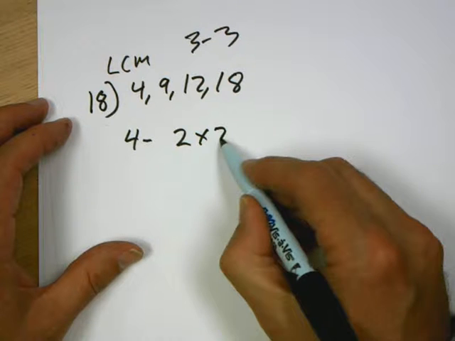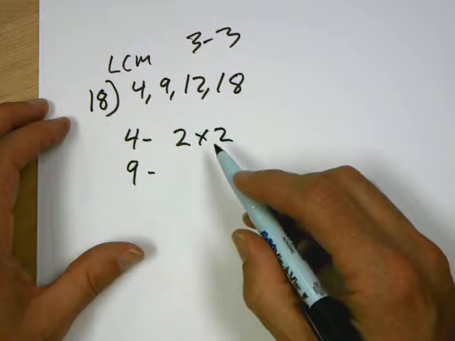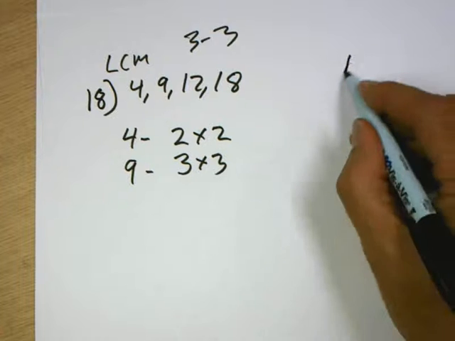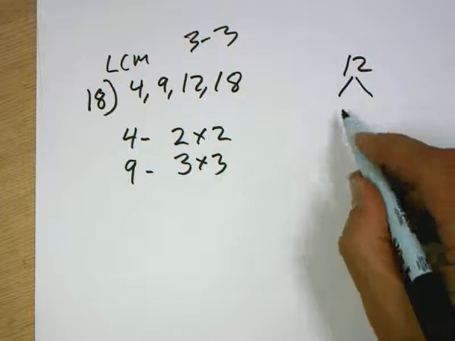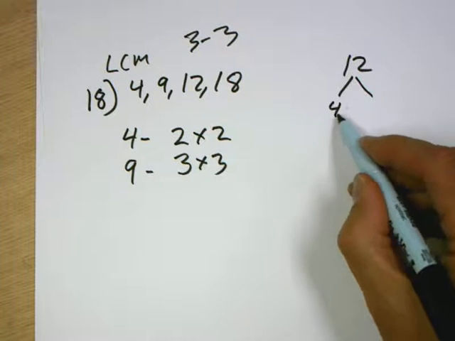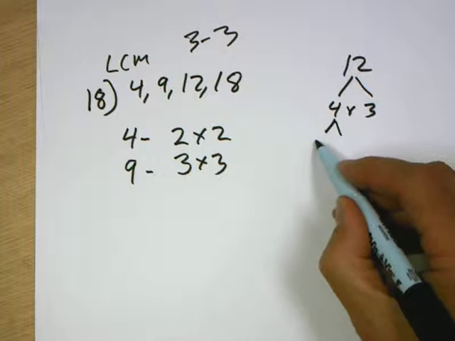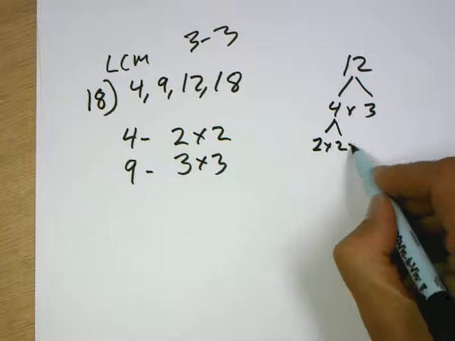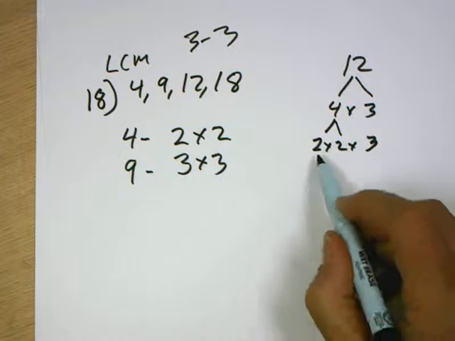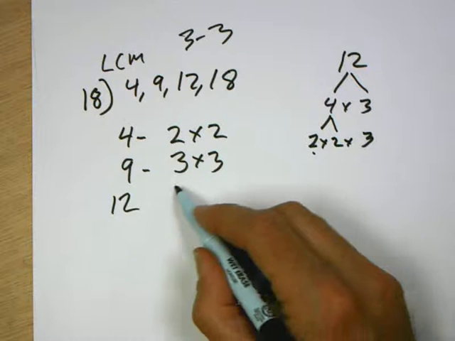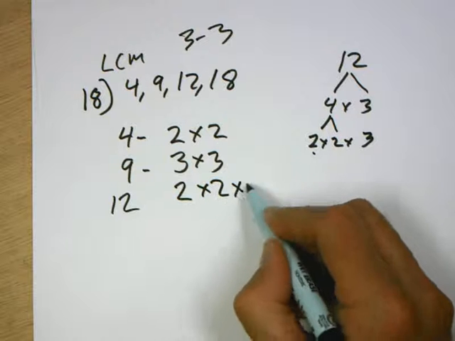times 2, of 9. That's 3 times 3, of 12. And if I'm not sure I can build it out, I can say 4 times 3 is 12. 4 is not prime, but 2 is. 2 times 2 times 3. And that's my prime factorization of 12. So for 12, I'm going to write 2 times 2 times 3.